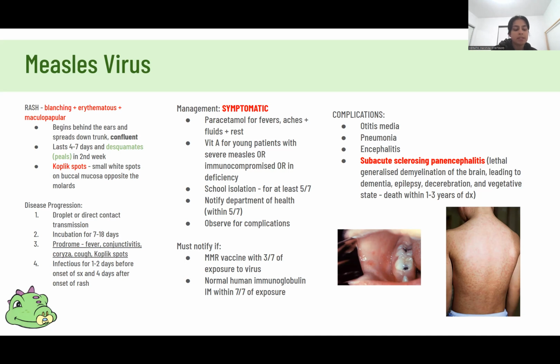The main problem with measles and the reason we have things like the MMR vaccine is because of concerns about subacute sclerosing panencephalitis. So subacute sclerosing panencephalitis can cause demyelination, which ultimately can lead to death. And measles itself can cause things like otitis media and pneumonia, but those can be managed relatively well. But our primary concern is this panencephalitis, which is why we have preventative measures.